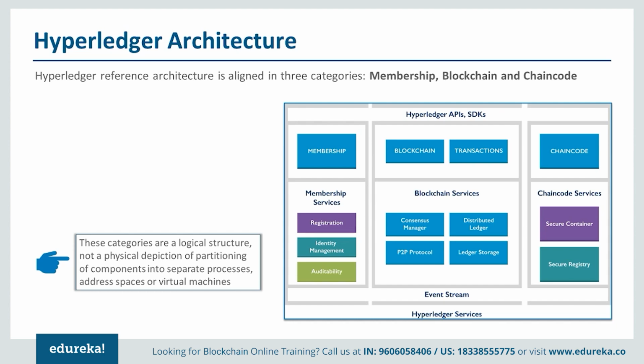Then there is a service for distributed ledger, how the various nodes will store the information. So there is a service for that. There is a service for point-to-point protocol, how the information will be exchanged from one peer to another peer. So that is also defined. And then there is a service for ledger storage. How the storage will look like, that will be storing your database. So all these are running as services that can be plugged and played. So you can remove any of these services and put whatever service you want to put.